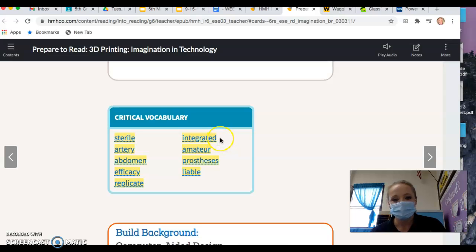Integrated, we talked again about how lunch yesterday was integrated. Lunch yesterday was a corn dog, so it was integrated cornbread and hot dog.